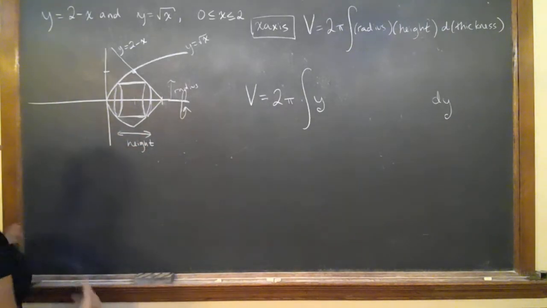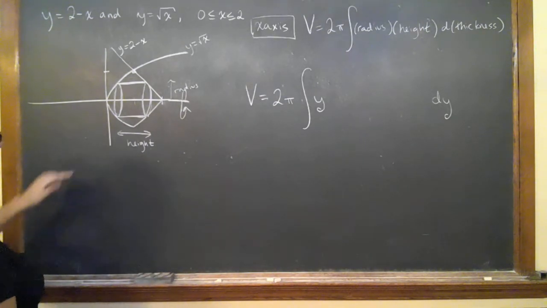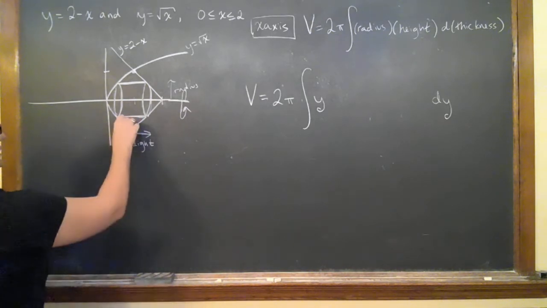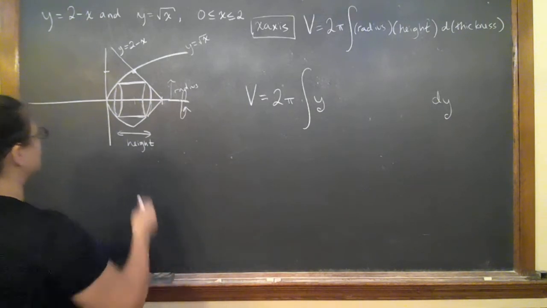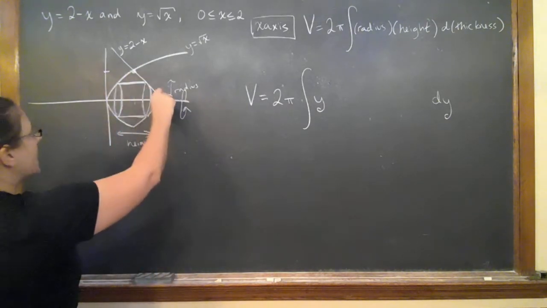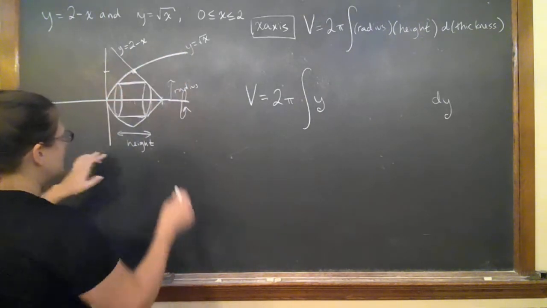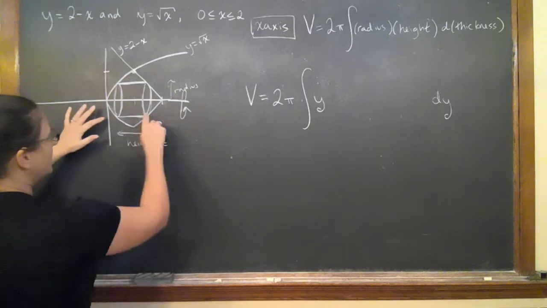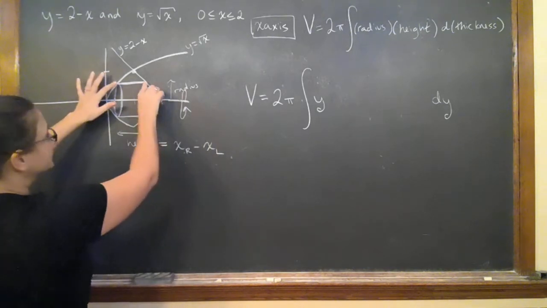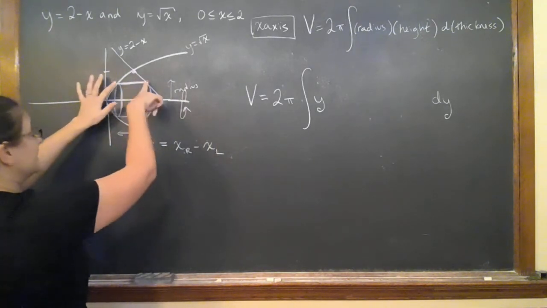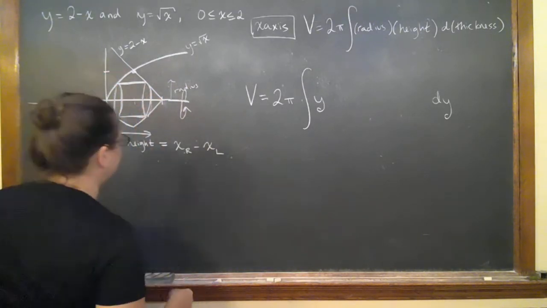Okay? Certainly the height looks like x, right? It's in the x direction, but I've got two separate curves here, similarly to the previous example, but now they look more like actual curves, right? One is a curve and one is a line, but they both have a very clear formula. So my height is going to be the x value on the right minus the x value on the left, right? This guy minus that guy. So that's going to be the height of each cylinder at each different point y.